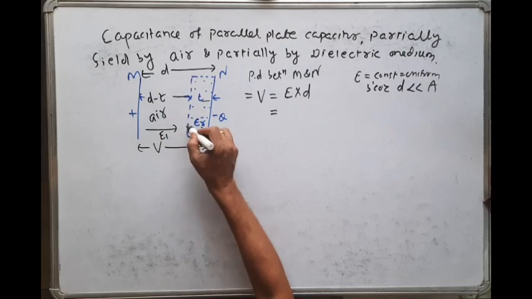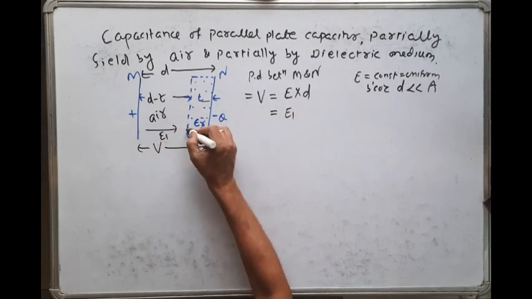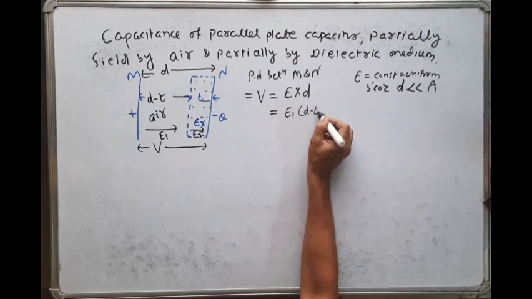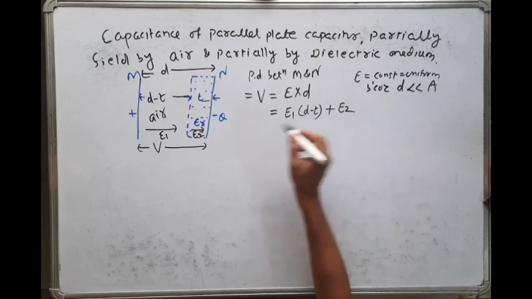So in the air gap, what is the electric field intensity? E1. What is the distance? That is D minus T. Plus, in the dielectric medium, what is the electric field intensity? E2. What is the thickness? T. So this is your V.